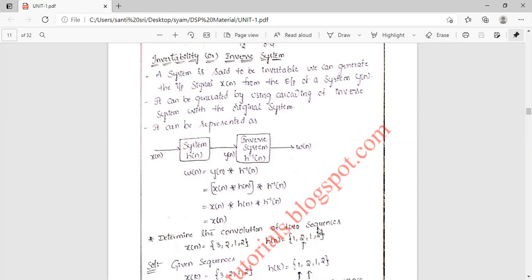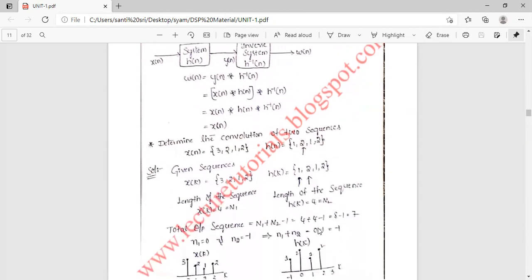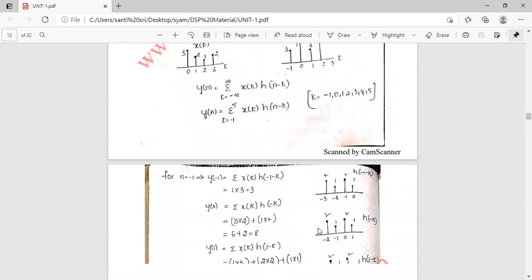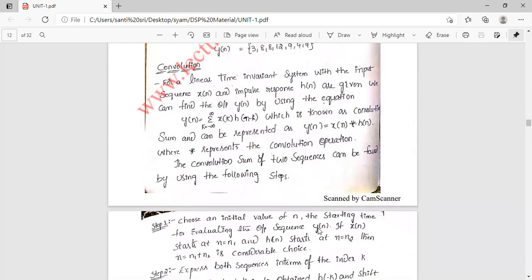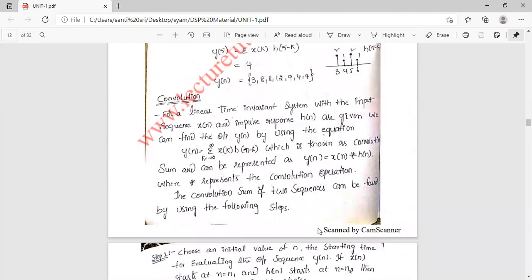Next, we saw the convolution of two sequences. We have done two problems on this one. Convolution is x of n convolved with h of n, so that we get y of n. Mathematically, y of n equals sigma k equals minus infinity to infinity x of k into h of n minus k, or y of n equals x of n convolved with h of n. The star represents the convolution operation.